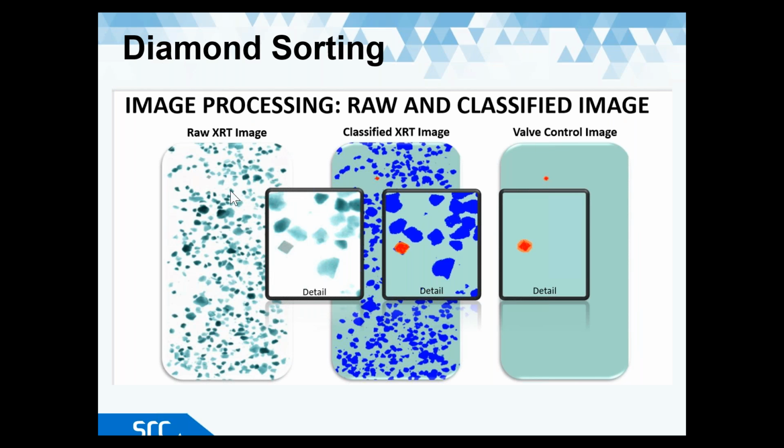So here on the far left, we've got the raw XRT image. In detail, you take a backscatter image of that X-ray source. Here's the classified image, so you see all the blue particles, and then it identifies one red particle, which would then be classified as a diamond, to then eject the control valve to use an air actuator to eject that diamond into a concentrate.